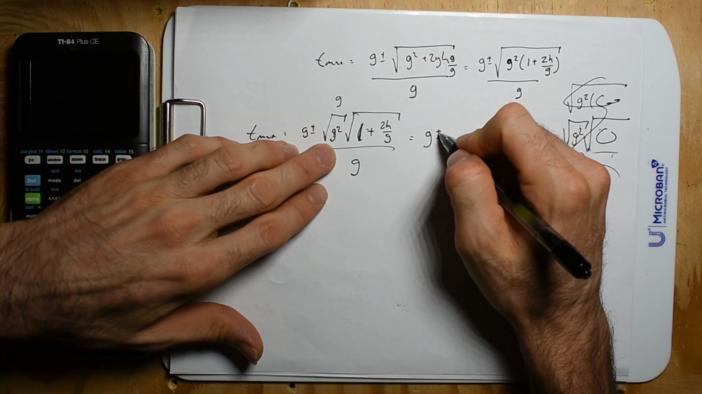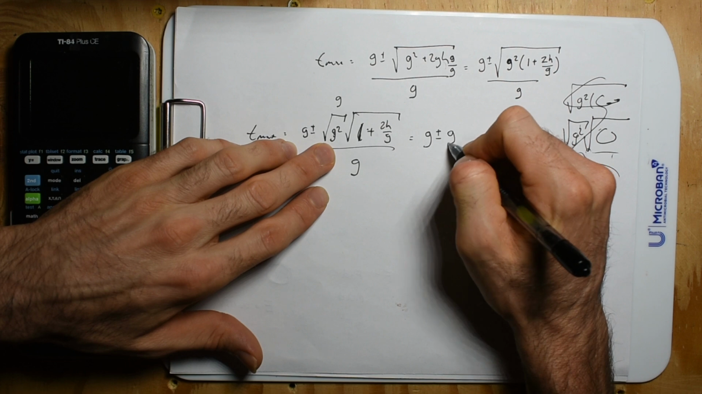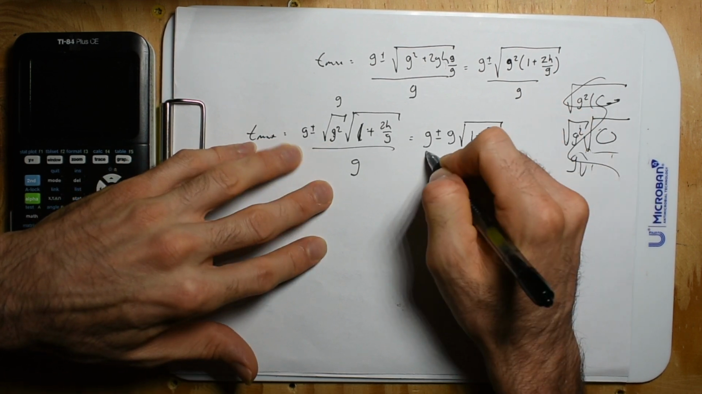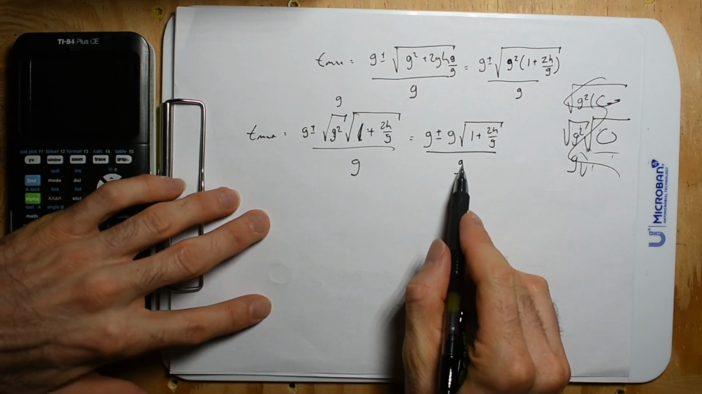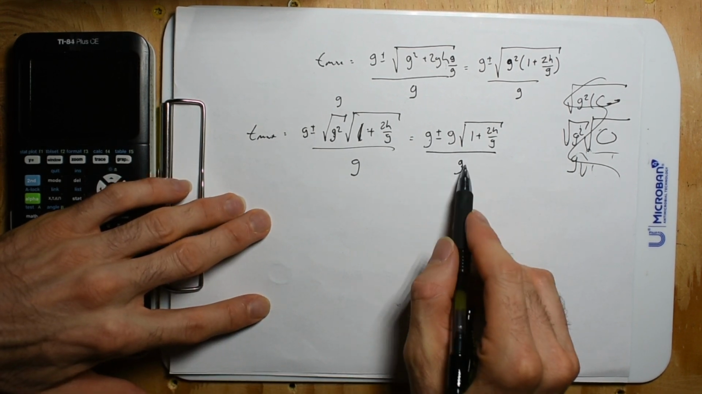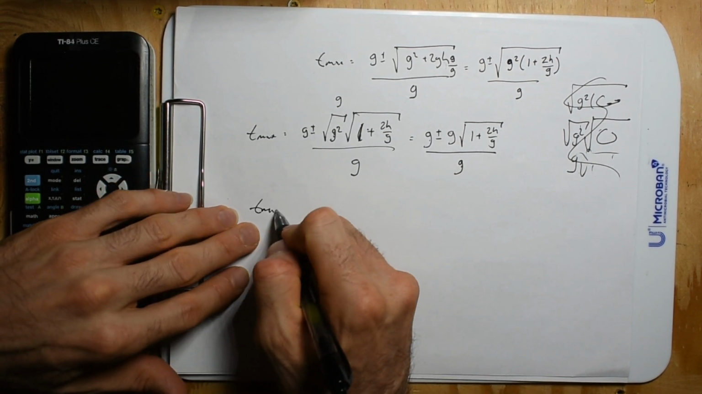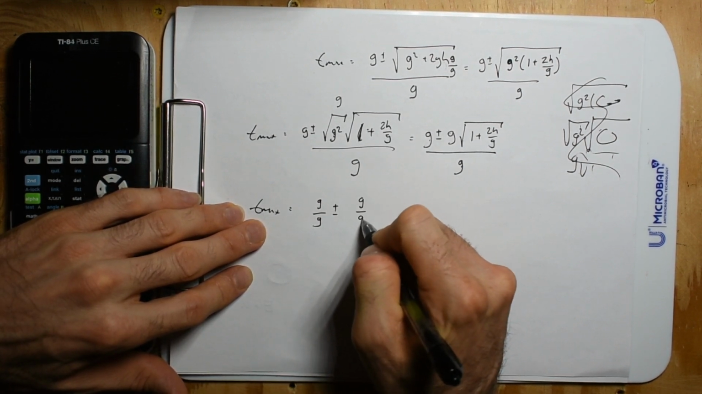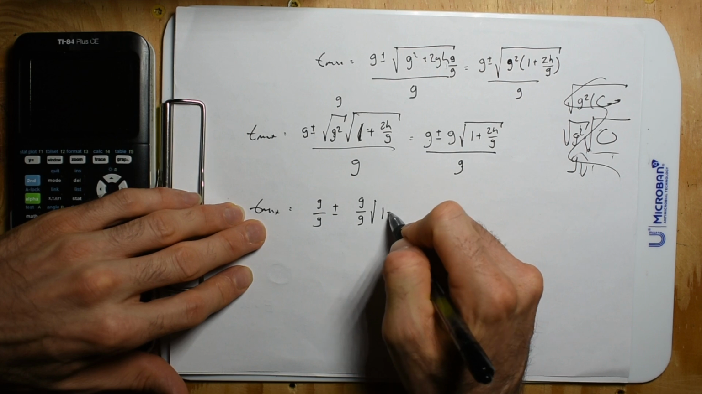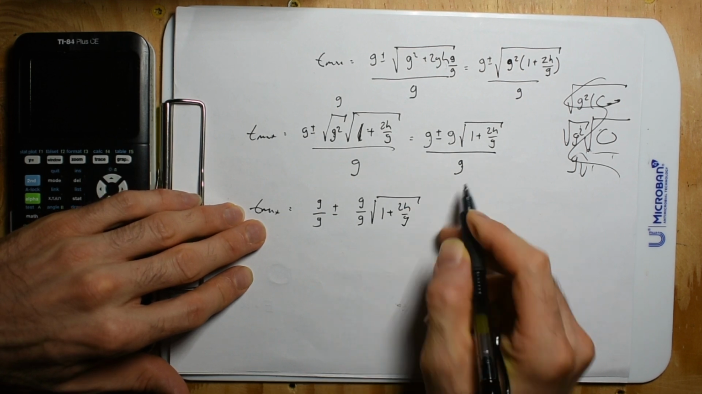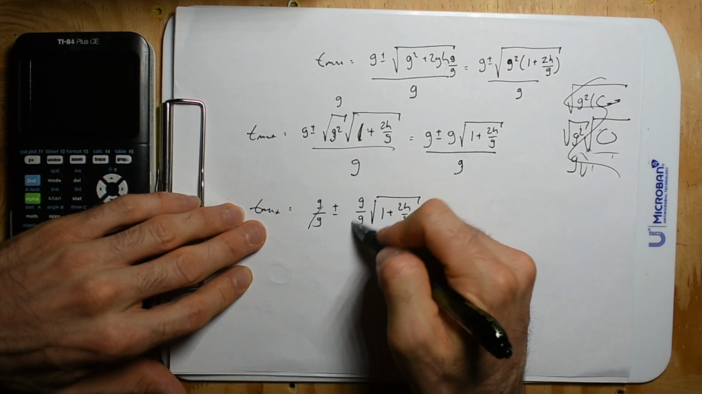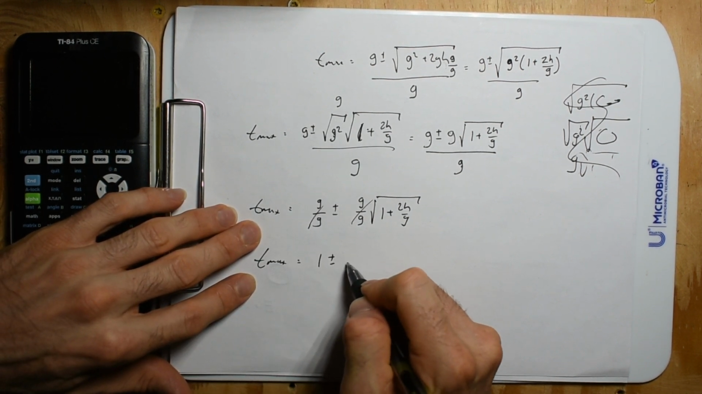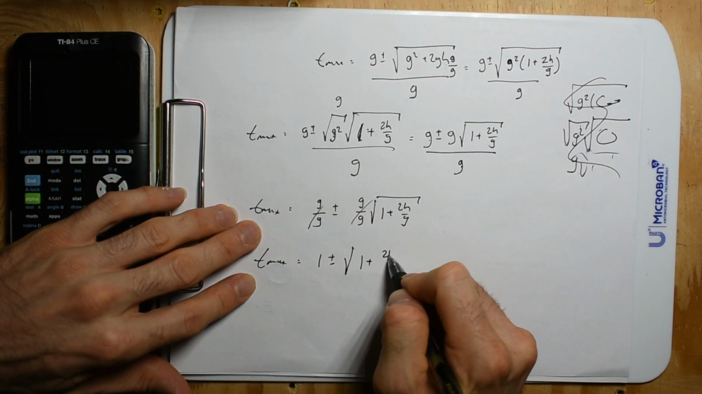But now we're good. So we have G plus or minus G, and then the square root of 1 plus 2H over G, and then divided by G. So hell yeah. Now we can do G divided by G, and then this divided by G. So we have T max is equal to G divided by G plus or minus G divided by G times the square root of 1 plus 2H over G. Doing every step at a time, these become 1, and you have T max is equal to 1 plus or minus the square root of 1 plus 2H over G.